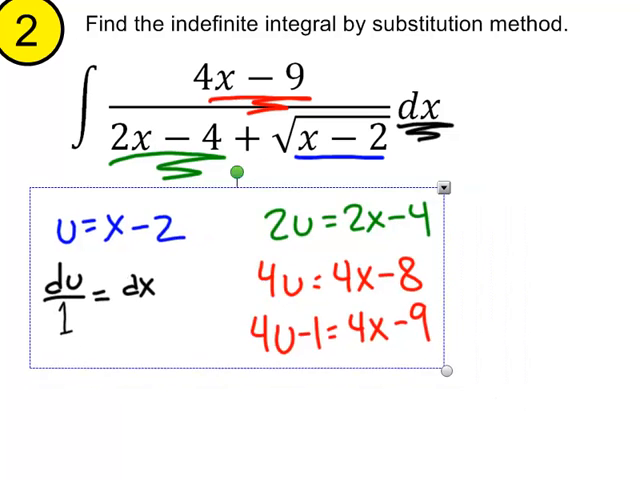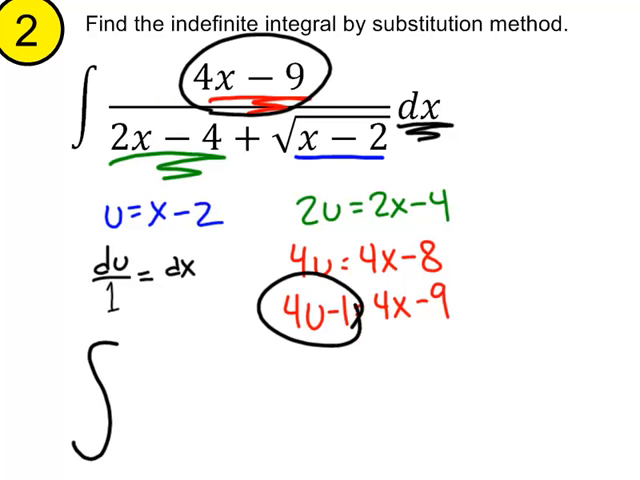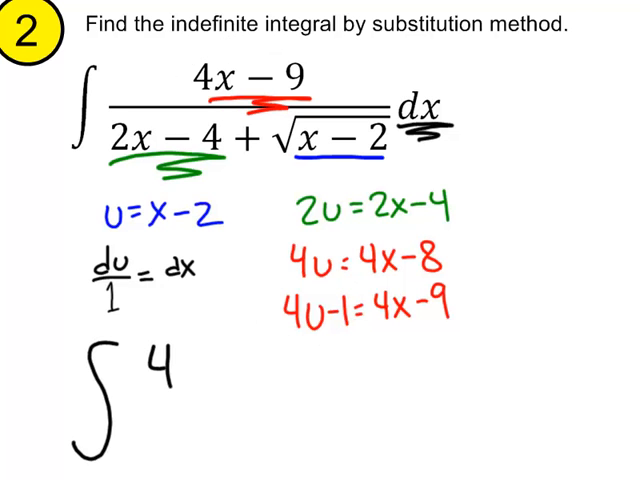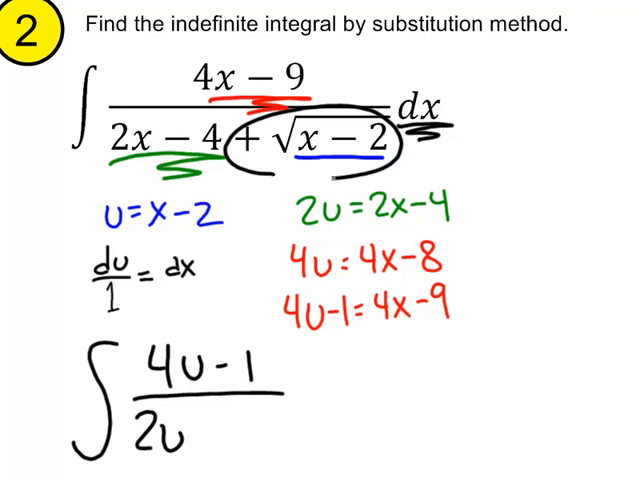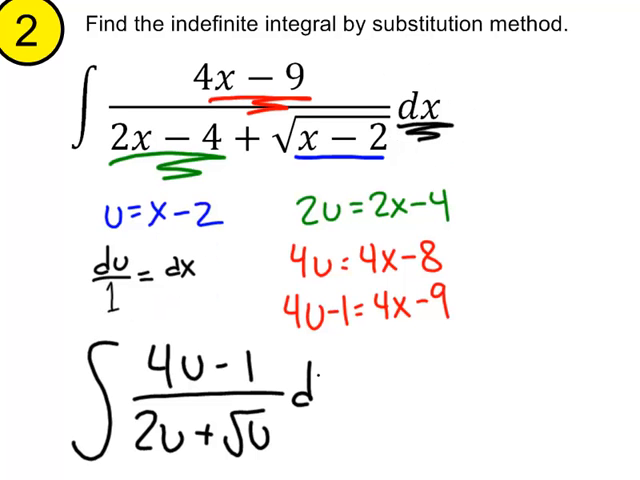So with everything accounted for, let's do the U-substitution. Up top, 4x minus 9, I'm going to replace with 4u minus 1. So 4u minus 1. 2x minus 4 here, that's going to be replaced by this 2u. So 2u. Plus root x minus 2, that's going to be replaced by this root u. So plus root u. And then finally dx, in this case, is just a swap with du. Okay, so we've got everything in the integral in terms of u now.